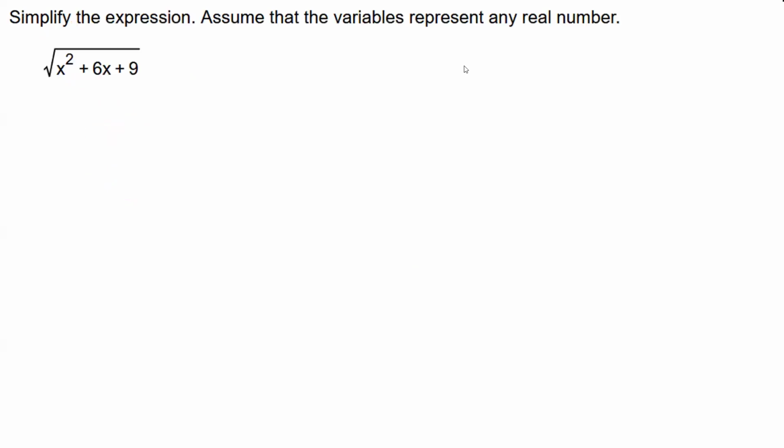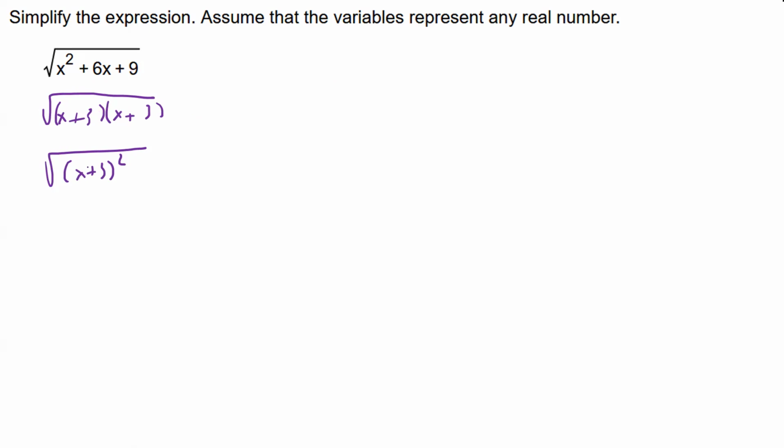So here it says to simplify the expression, and then we're supposed to assume that the variables represent any real number. All right, so let's go ahead and do this. First things first, I think we're going to have to factor this. So that's going to be what? Well, that's going to be x and x, 3 and 3, and both of them are going to be plus. So really, it's the square root of x plus 3 squared.